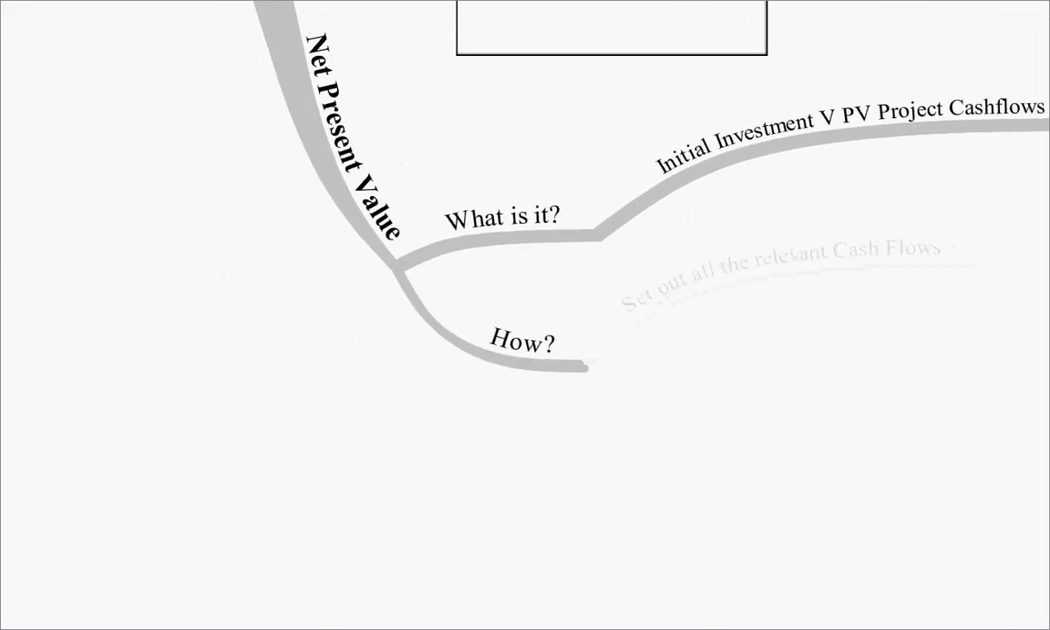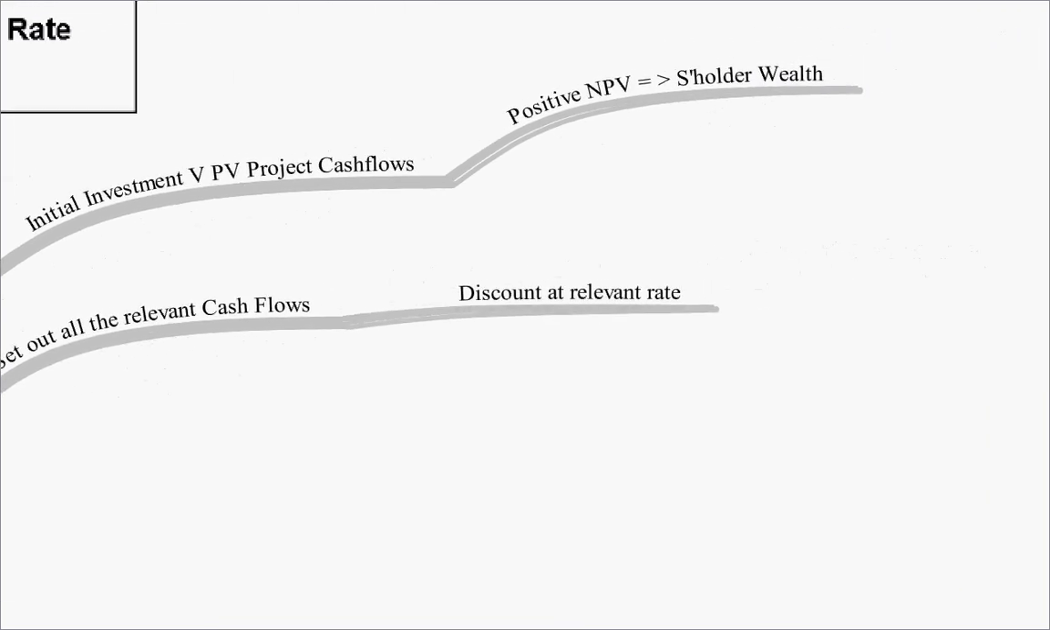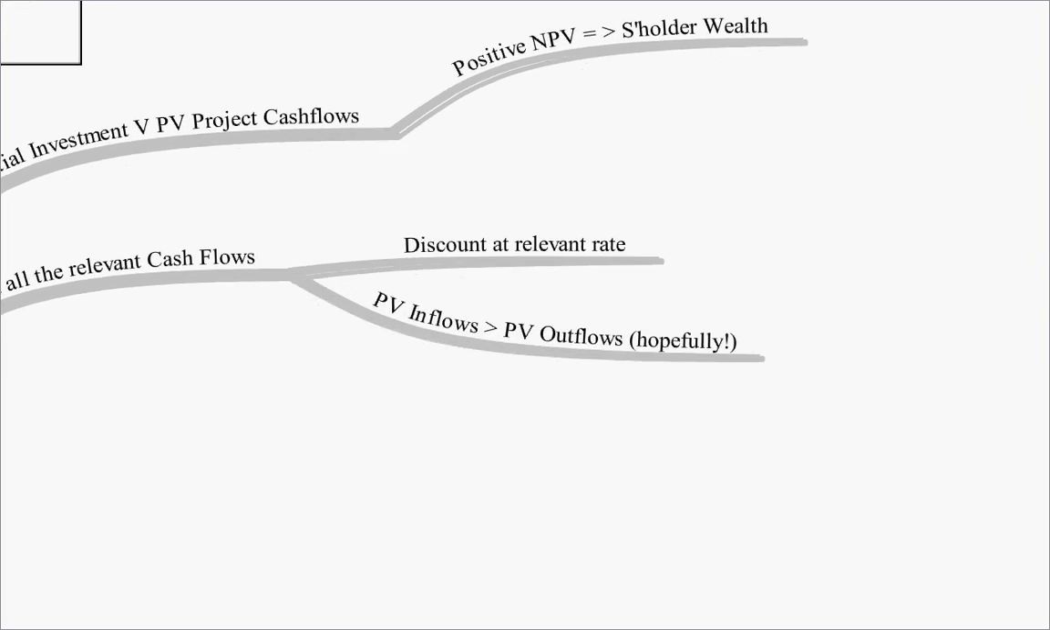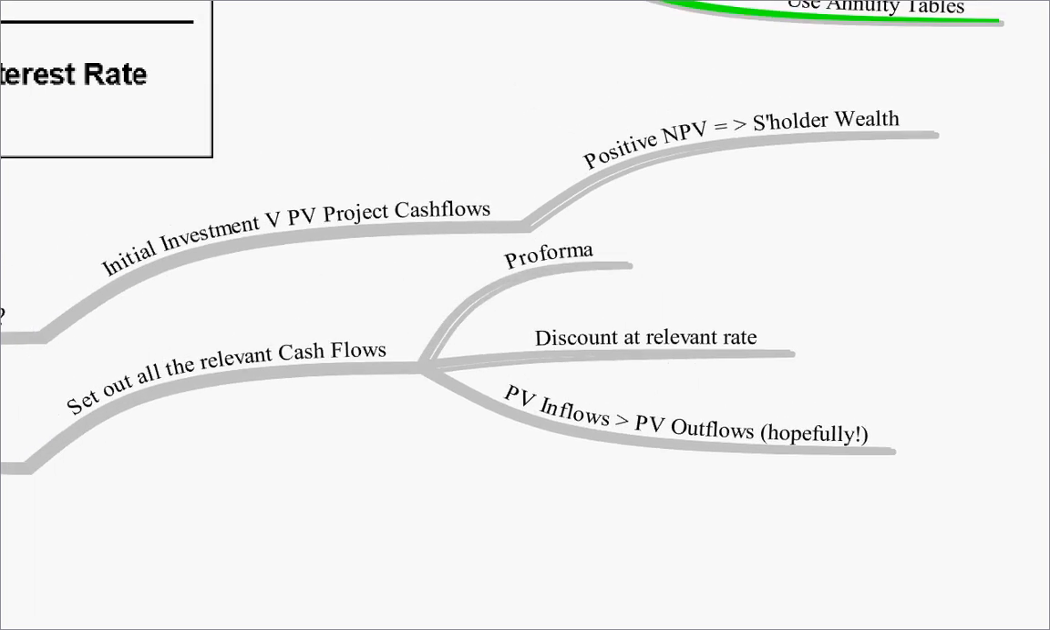So how do we do it? Well, we set out all our relevant cash flows. We use a discount rate, which we will either calculate or be given in the exam. It will be our present value of our inflows versus the present value of our outflows, and hopefully the inflows exceed the outflows. And we have a pro forma in our notes for setting out these relevant cash flows.